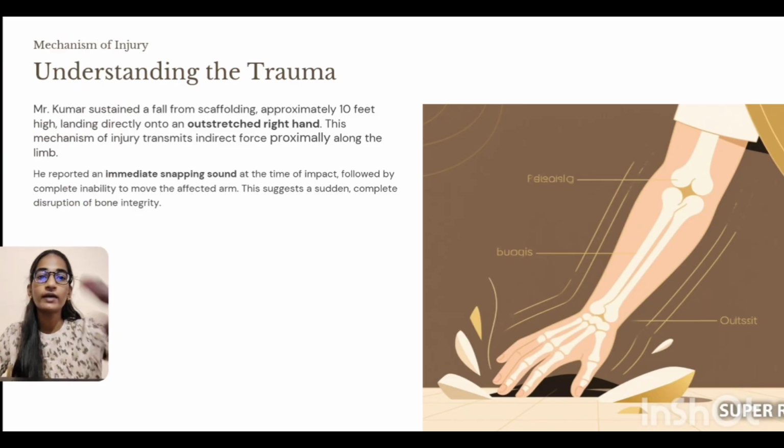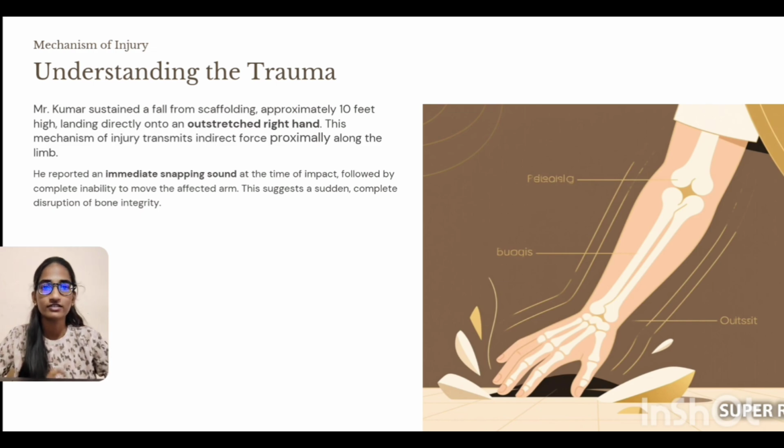Now, understanding the trauma, Mr. Kumar sustained a fall from scaffolding approximately 10 feet high, landing directly on the outstretched right hand. This mechanism of injury transmits indirect force proximally along the limb. He reported an immediate snapping sound at the time of impact, followed by complete inability to move the affected arm. This suggests a sudden complete disruption of the bone's integrity.